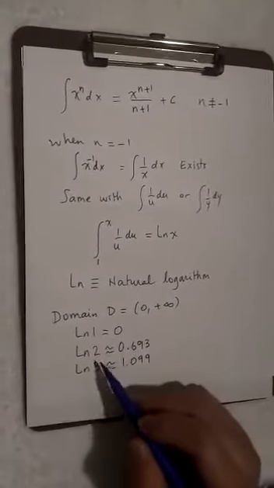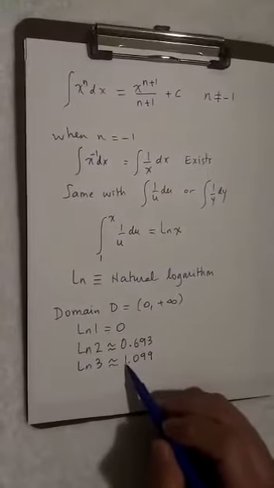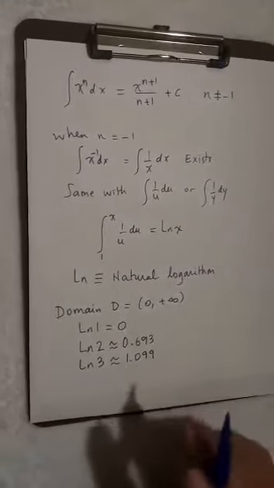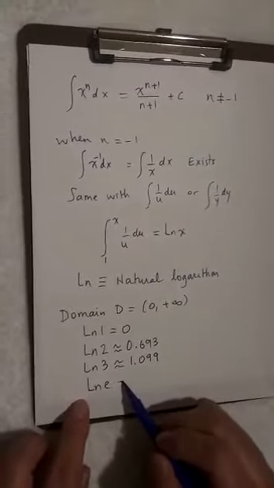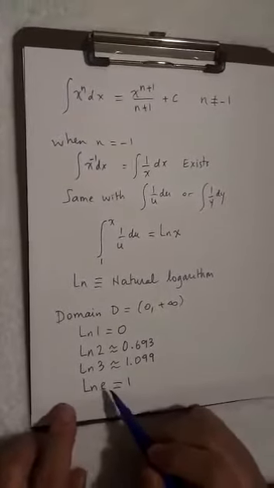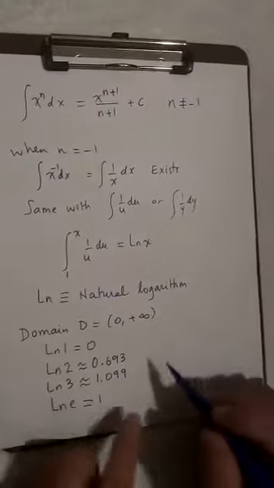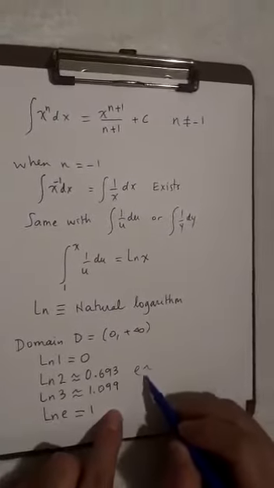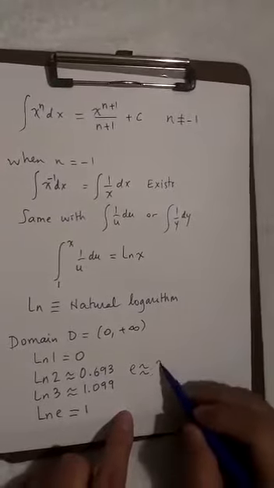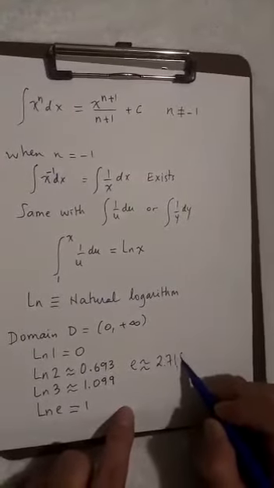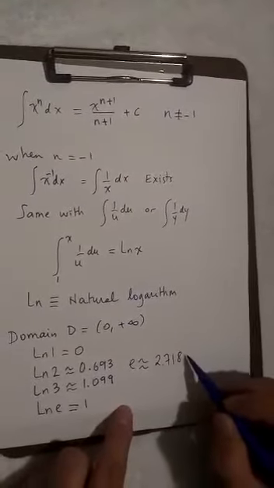Between 2 and 3, the logarithm reaches a value of 1. So at some point between 2 and 3, let's call it e, the logarithm is equal to 1. At that point, e is a special point, and it's an irrational number. It's approximately equal to 2.718. There are more decimals.